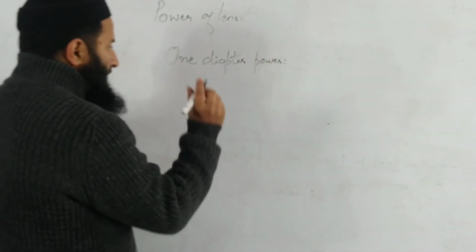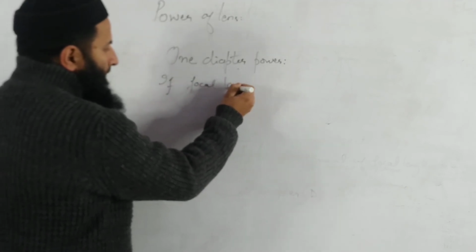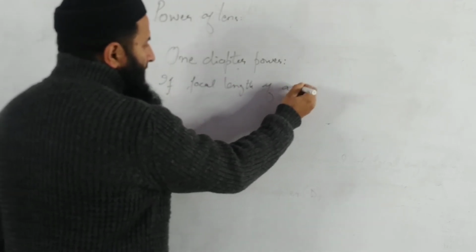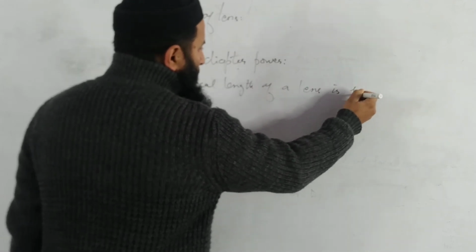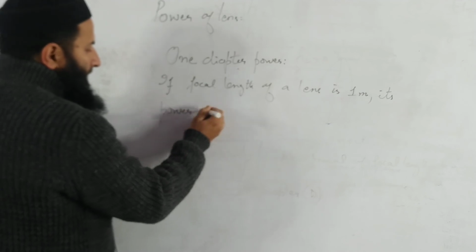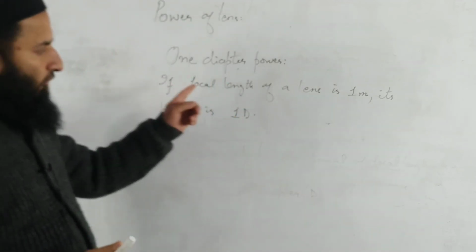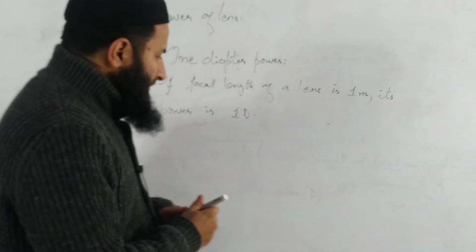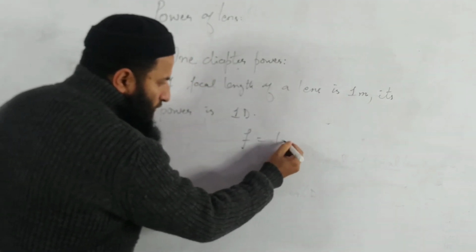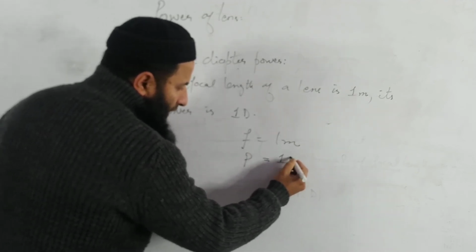If a lens has a focal length of 1 meter, its power is 1 diopter. If focal length of a lens is 1 meter, its power is 1 diopter. If focal length of a lens is how much? 1 meter. So if F equals 1 meter, P will be equal to 1 diopter.